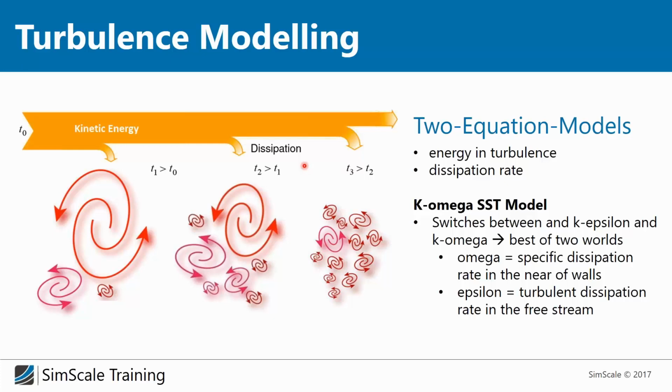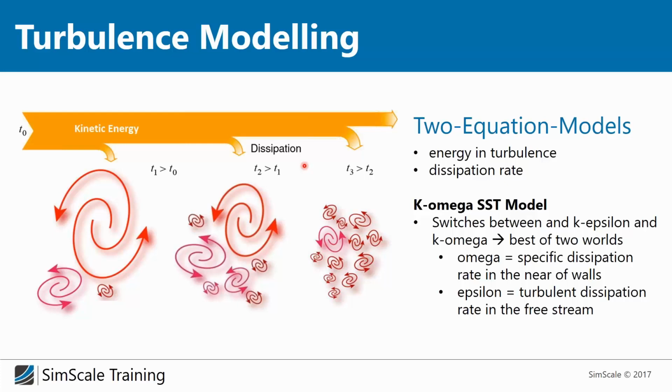It's a two equation model which basically combines two of the best worlds. It's a mix of the so-called K-epsilon model and the K-omega model. Omega is a specific dissipation rate near the wall, while epsilon is a turbulent dissipation rate in the free stream. The omega model is very good for the specific dissipation rate near the wall, while the epsilon model gives you better values for the turbulent dissipation rate in the free stream. So this K-omega SST model automatically switches between those two models and uses a K-omega approach near the walls and a K-epsilon approach in the free stream.